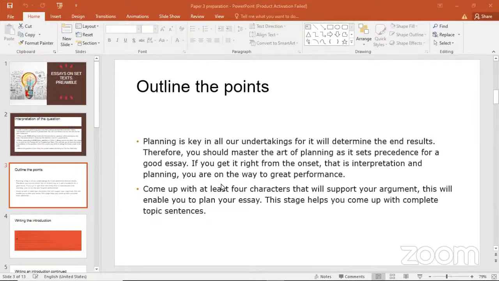Now, before I go to the next step, maybe just a highlight, or just a revamp of what we've discussed. I'm sure you've discussed this with your teachers, is that essay questions in paper 3 require you to write 6 paragraphs, maximum of 6 paragraphs, minimum of 6 paragraphs. These 6 paragraphs are divided into 3 parts. We have the introduction, we have the body, we have the conclusion.